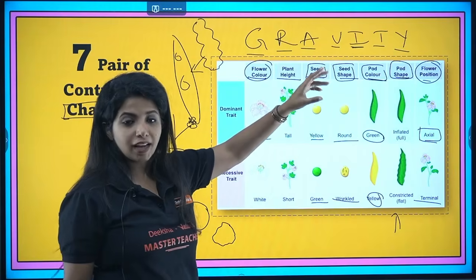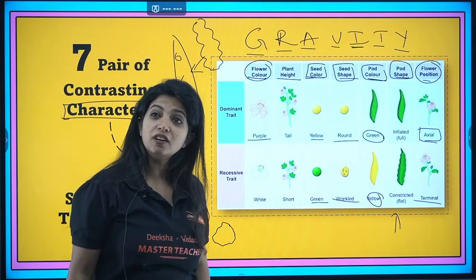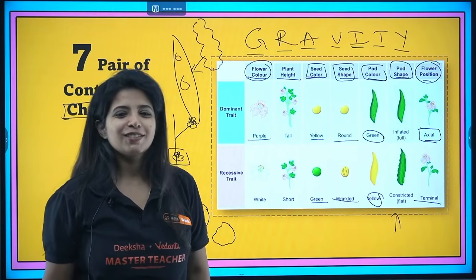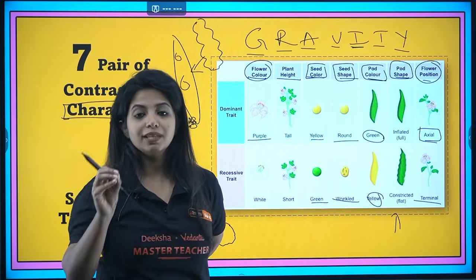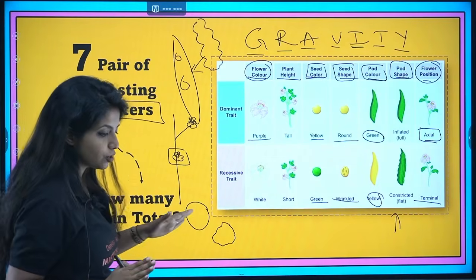All the dominant characters are there, but do not get confused with green being dominant in seed color or pod color. Please understand, green is dominant always in pod color. You choose the green pods. Fine. So this is done. You can get questions on the basis of it.